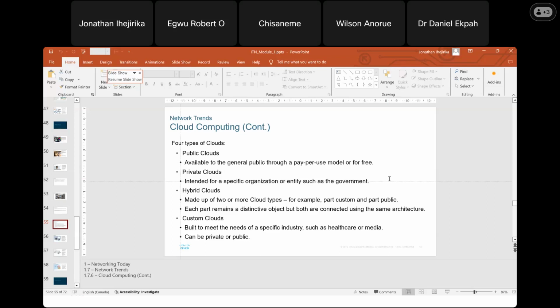Now, built to meet the need of a specific industry, such as healthcare or media, and can be either private or public. So what are the 4 types of clouds now? We have the public cloud, we have the private cloud, we have the hybrid clouds, and we have the what? Custom clouds.